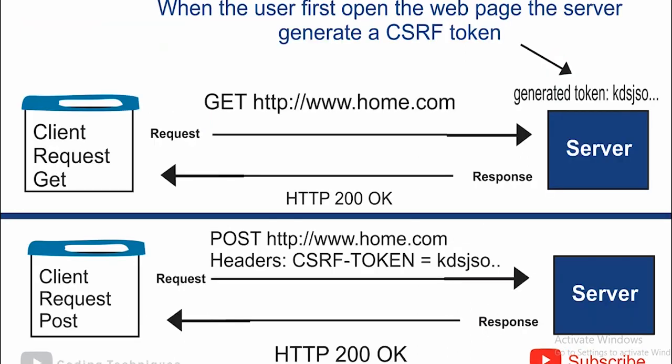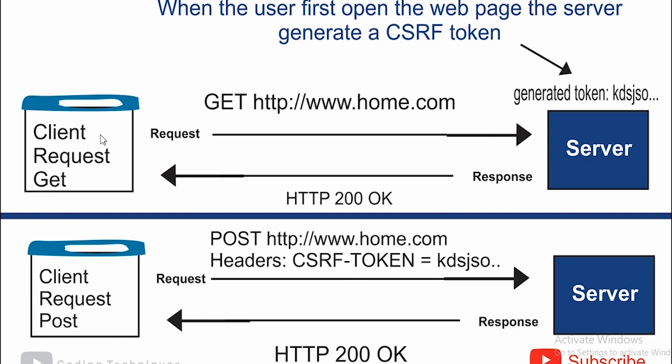So this is how Spring Security provides CSRF attack prevention. When the user first opens the page, the server generates a CSRF token. In the picture above, the client sends a GET request to www.home.com, and at this first request, which is a GET request, Spring Security generates a token. It generates some token and stores it in the session.